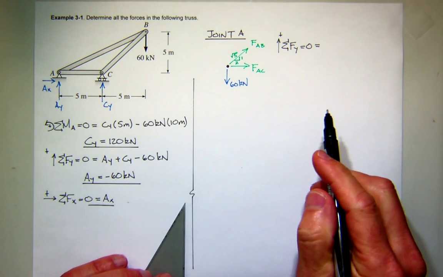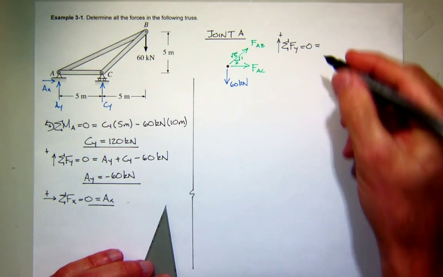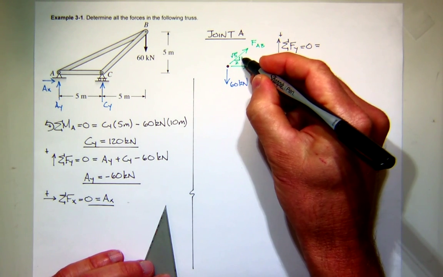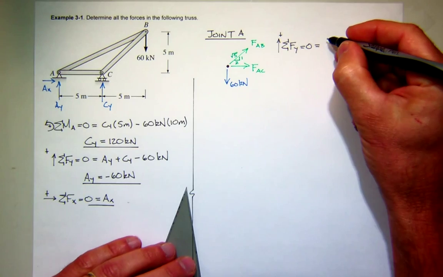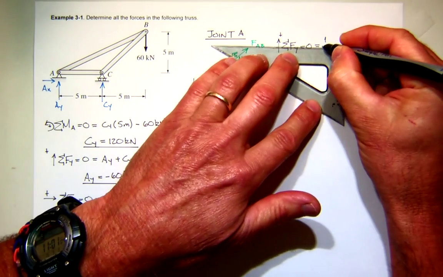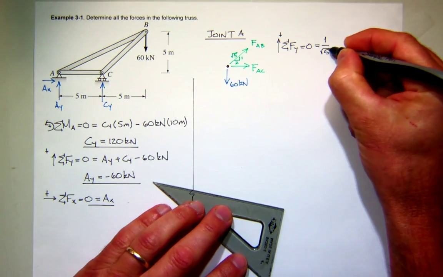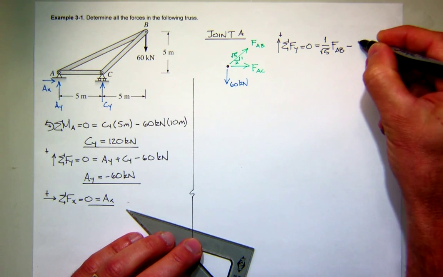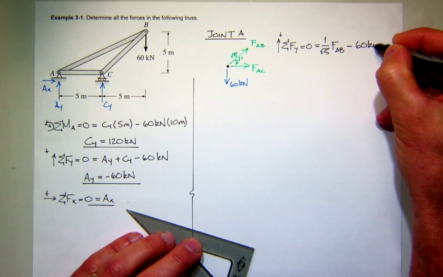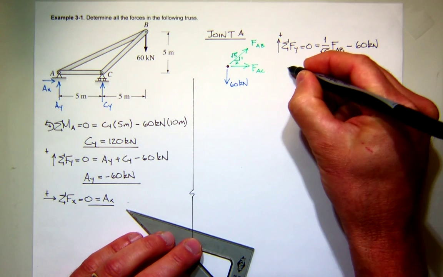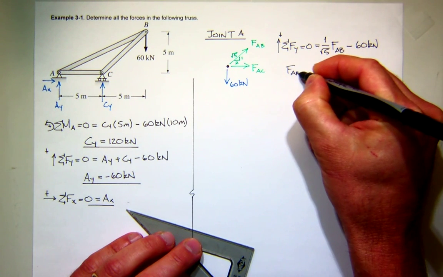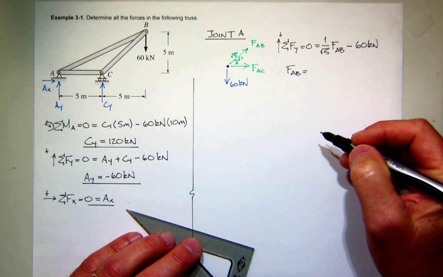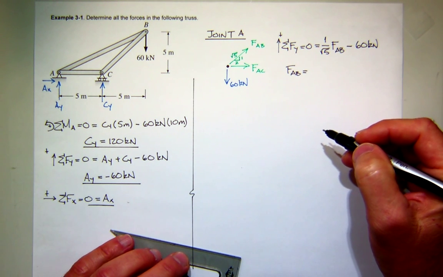Remember that? Pythagorean theorem? So my X component, my Y component would be 1 over the square root of 5. And it's acting up, so I'll say 1 over the square root of 5, my force AB, minus 60 kilonewtons down. So I should be able to find my force in AB. What is it? It's 60 times square root of 5. What's that? 132.7, I'm guessing.